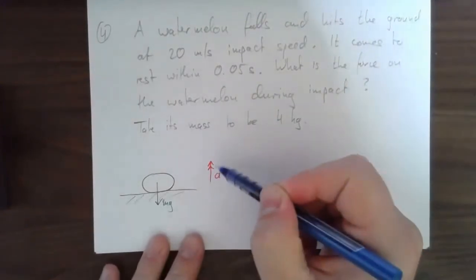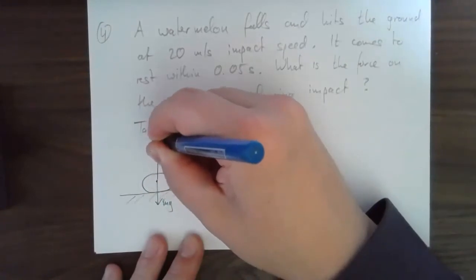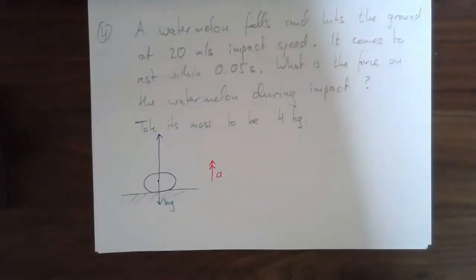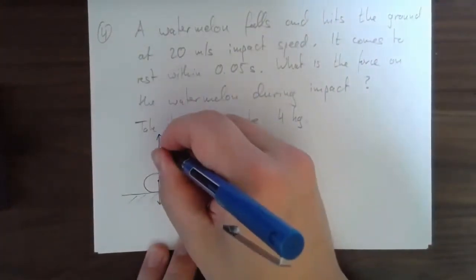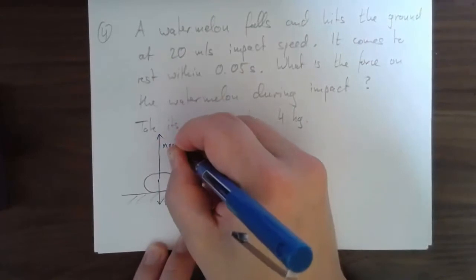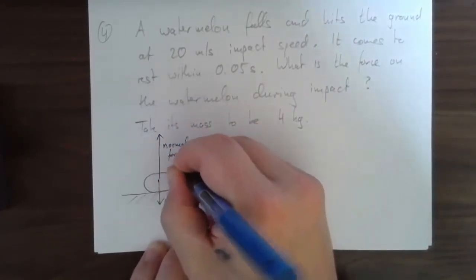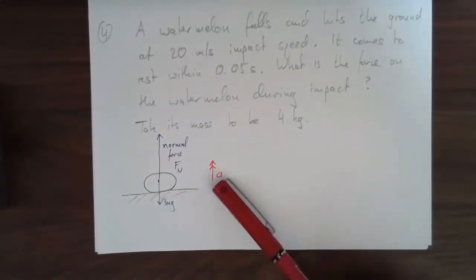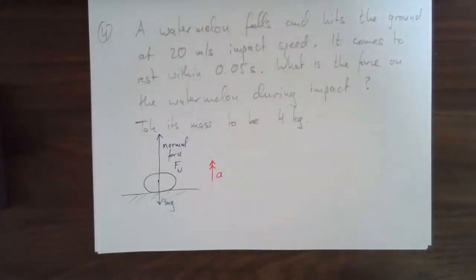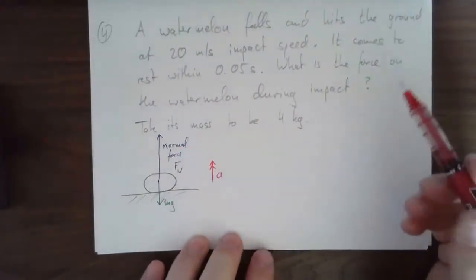But then because the acceleration is up, we know already the normal force must be a lot bigger. Don't know how much bigger, probably a lot bigger, because it's coming to rest within a very short amount of time, 0.05 seconds. But I don't know how much bigger, so I'm just going to draw it somewhat bigger. Normal force F subscript n. So here's what I know. I know that the acceleration is upwards, and actually I can work out what it is. And then I can set it equal to net force and use that to figure out the normal force.